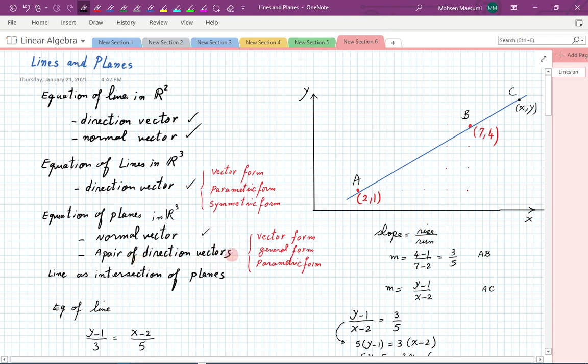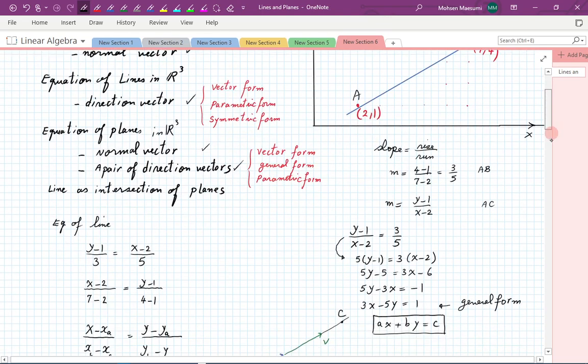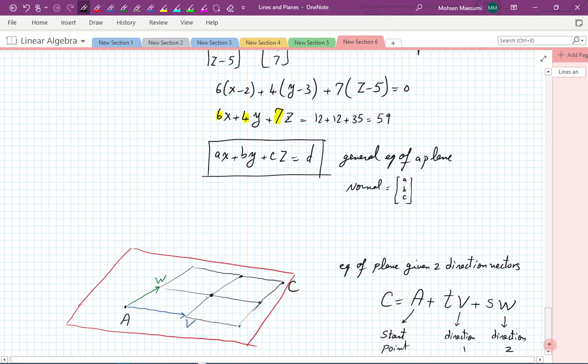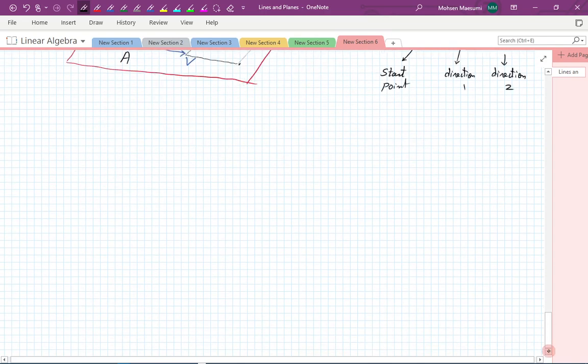a pair of direction vectors. We're done with that. Lines as intersection of planes. Let's talk about that too. And this is a bit of a lengthy section. There's still more stuff to talk about, so I'll postpone that to another lecture.